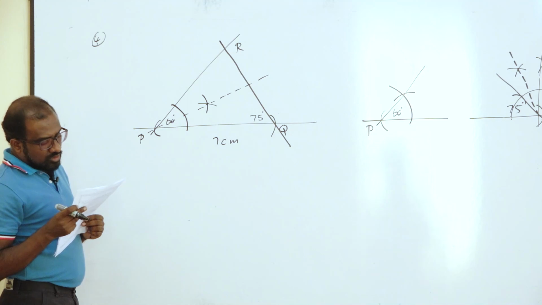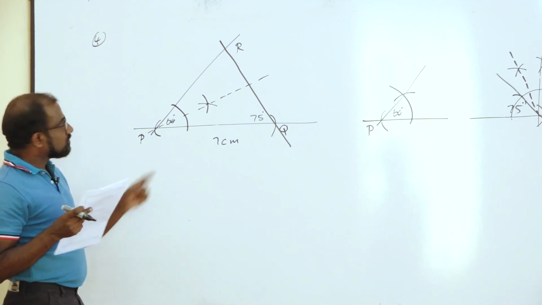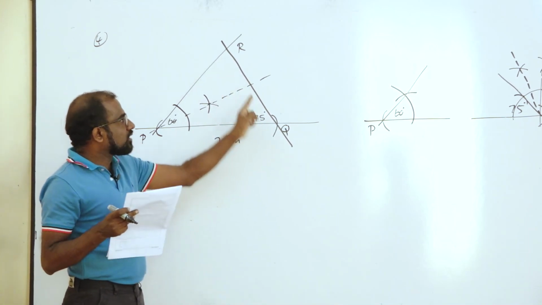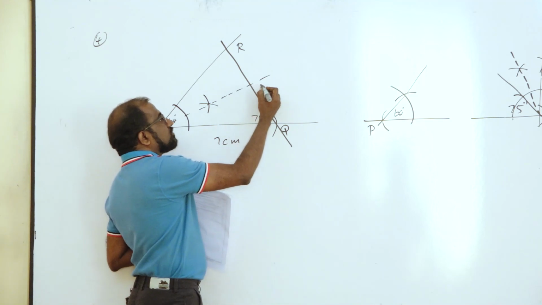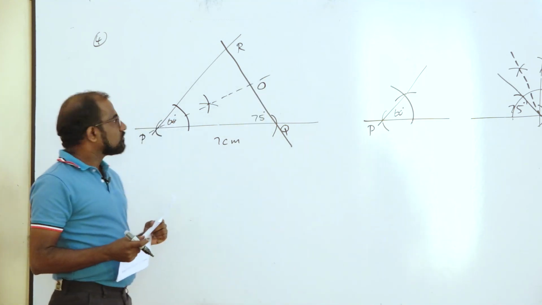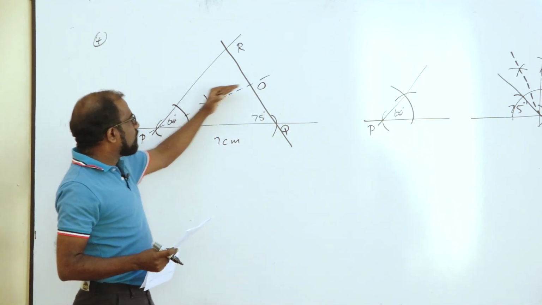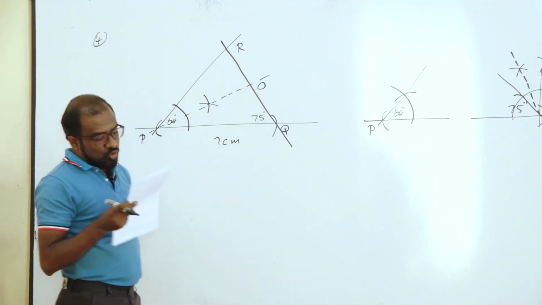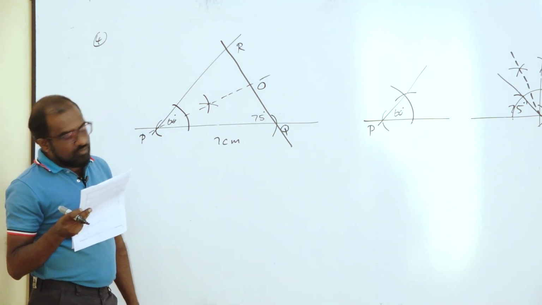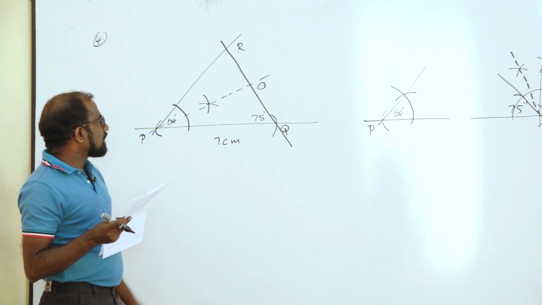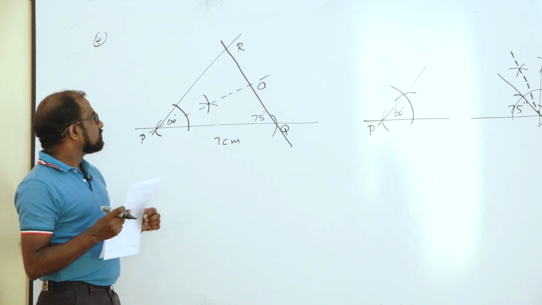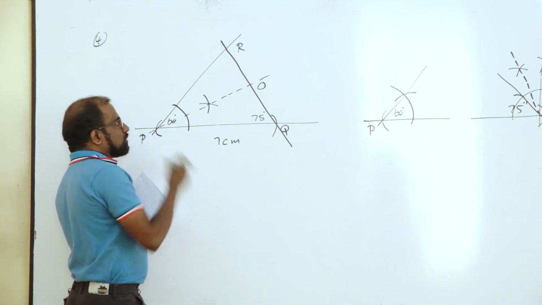Name the intersection point of the above locus and QR. Mark the intersection point of the above locus and PR as O. Find the value of POR. Right?